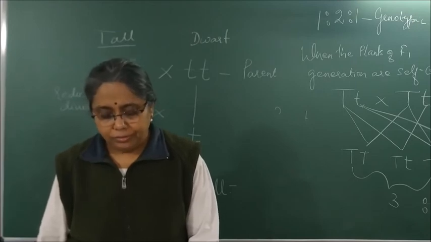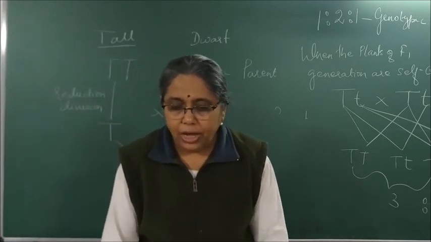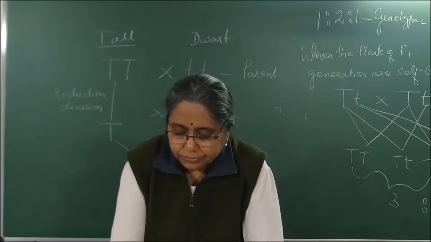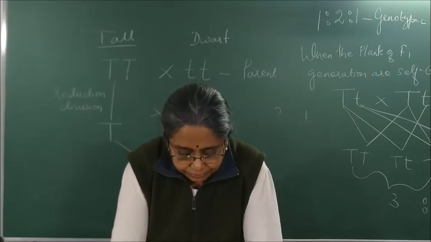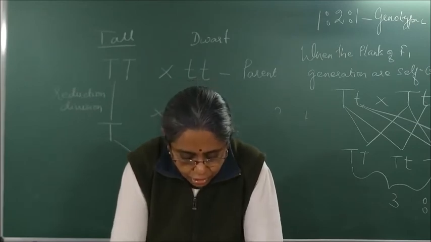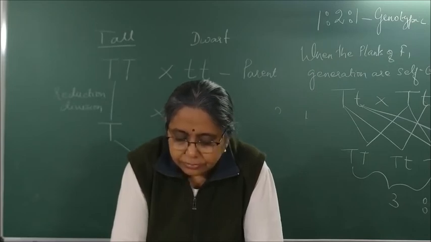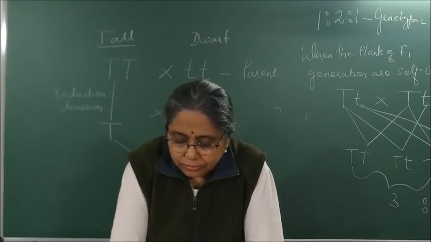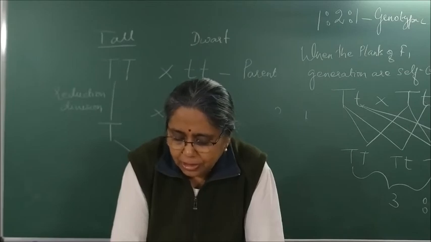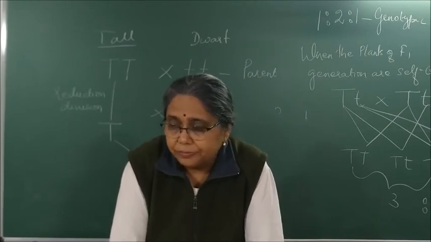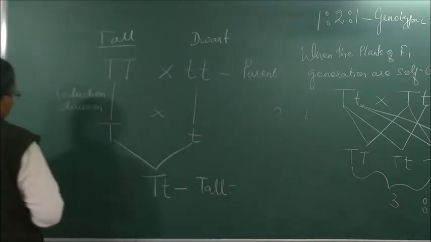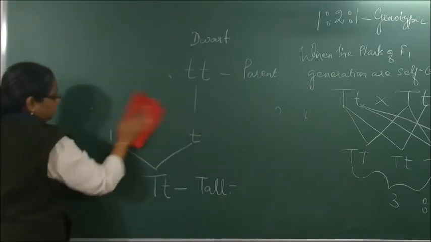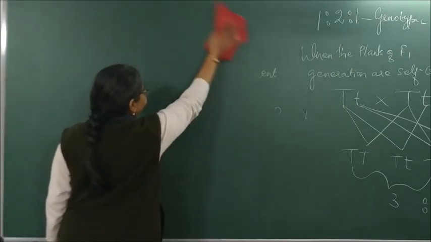Monohybrid cross in pea plant using purple and white flowers. So white is recessive and purple is dominant.